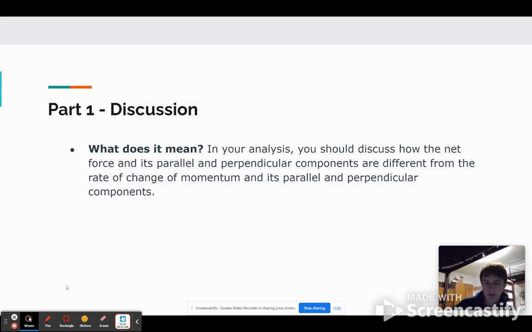Discussion: in your analysis, discuss parallel and perpendicular. Parallel and perpendicular forces are often compared to the net force. However, they're not always the same. An important difference is that the net force is not only the gravitational force, which is often the only one considered in the parallel and perpendicular components. And then the rate of change is different, because the net force, while it's changing, the rate at which it changes is not the same as the net force.